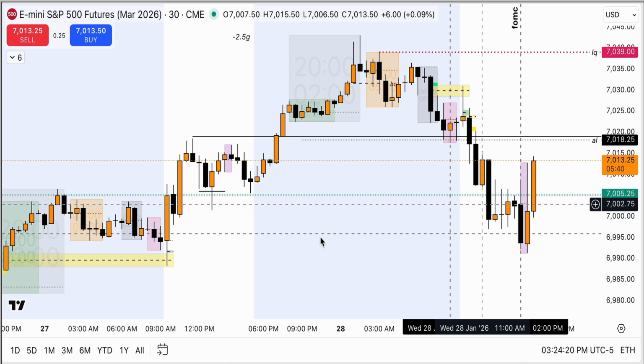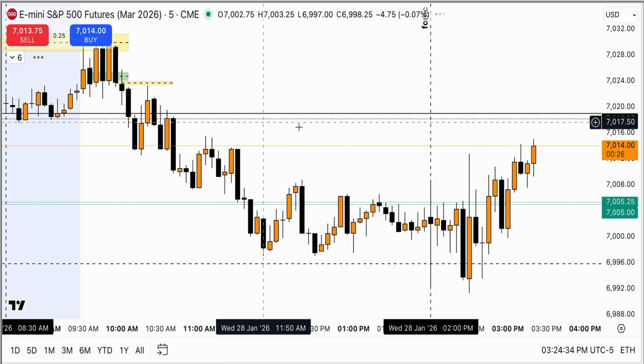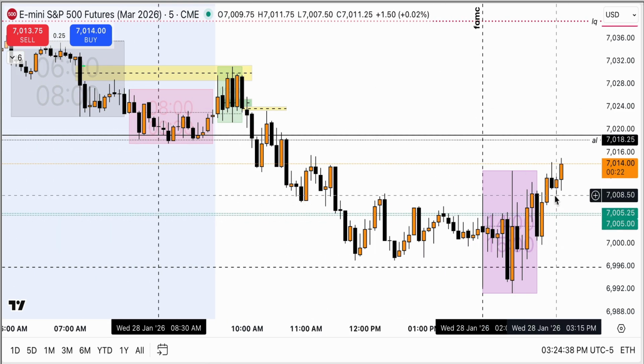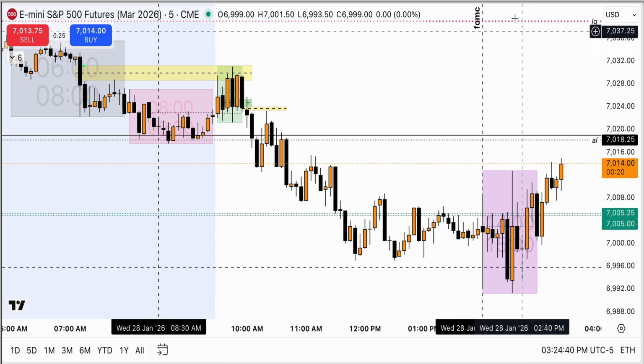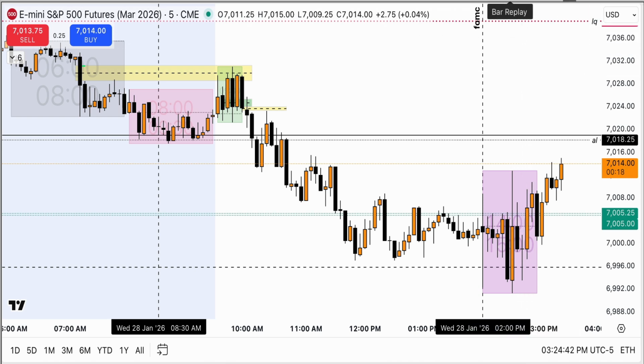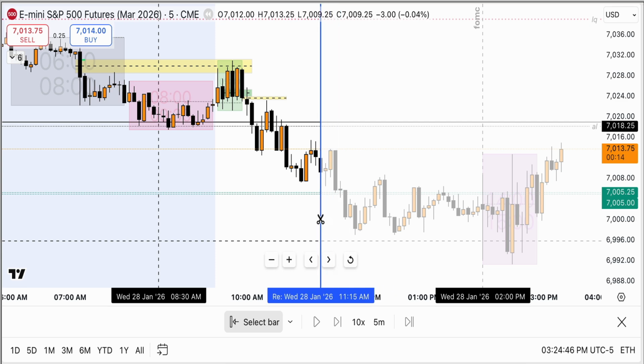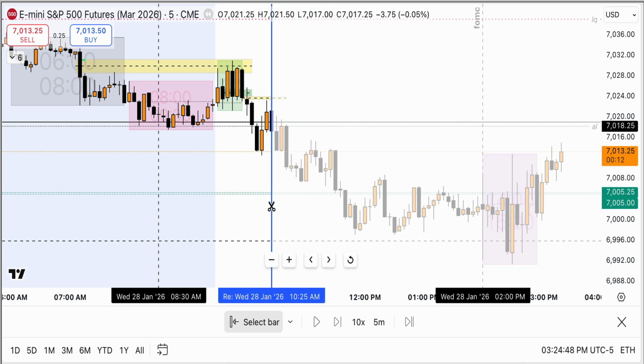So first, I'm on ES right now, and what time frame are we on? So we have 30 minutes. So let's go back to the 5 minutes. If you don't know, that's my operational time frame. All right. So this is where we currently are. Let's do a replay. Let's go back right here.